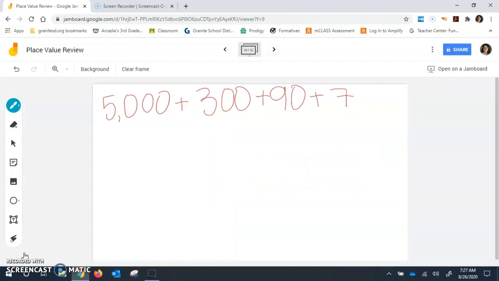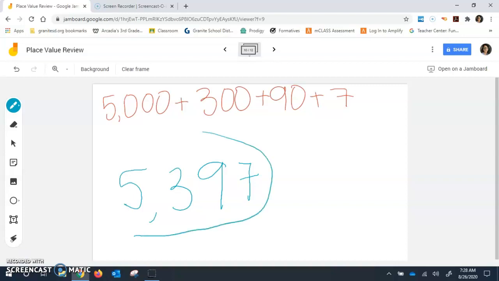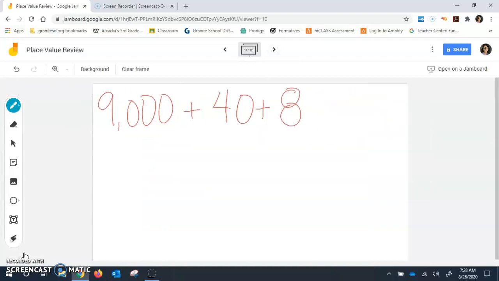Now we're going the opposite way, from expanded form back to standard form. I look at this and I just start from this side, 5, comma, and then my next digits are 3, 9, and 7. You could sit there and add it up, but just start from your thousands, which you have represented as 5, then you have a 3 for your hundreds, 9 for your tens, and 7 for your ones, and you have your entire number there, 5,397.